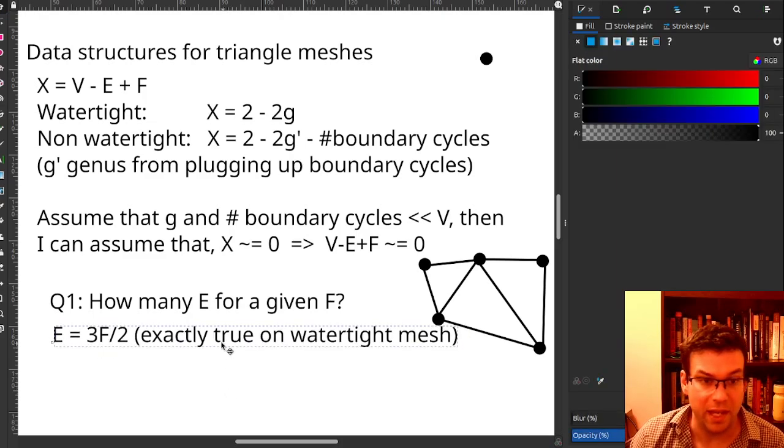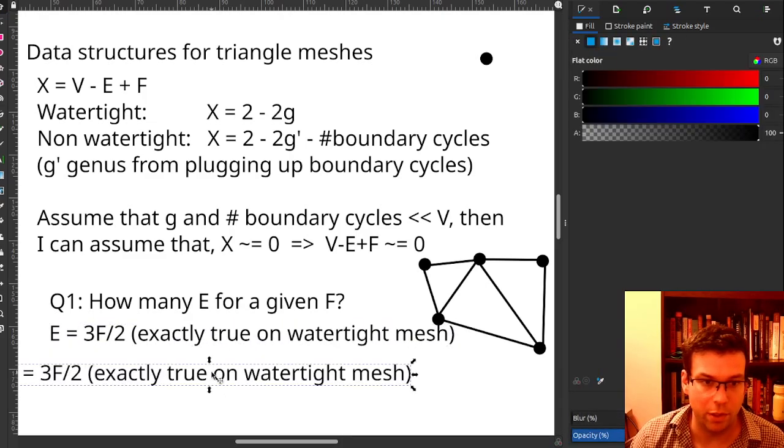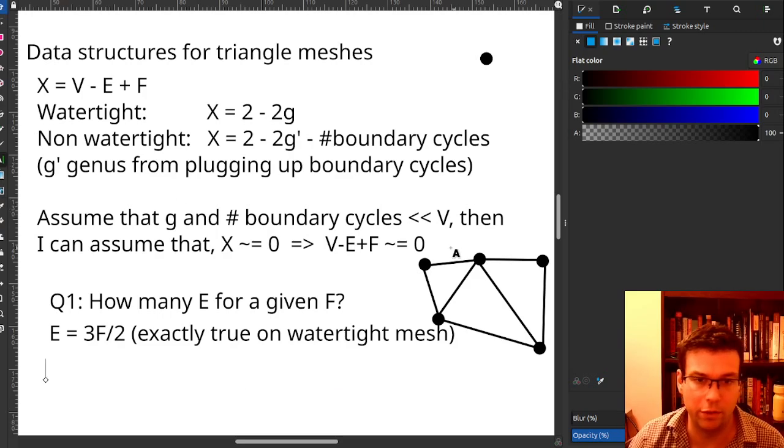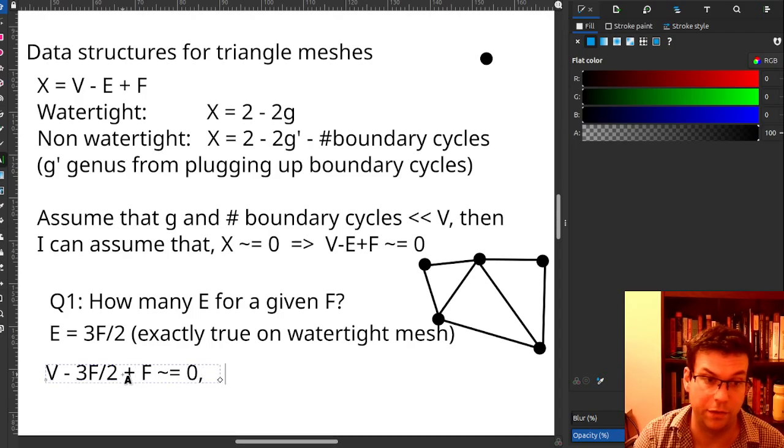So that's what we can say. And actually, what we can do now is plug this into the Euler characteristic. If I assume the Euler characteristic is approximately 0, low genus, few boundary cycles, then I'll substitute this in. I'll say v minus e, which I'm now going to say is 3f over 2, plus f is approximately equal to 0. And so that simplifies to v minus f over 2 is approximately equal to 0.